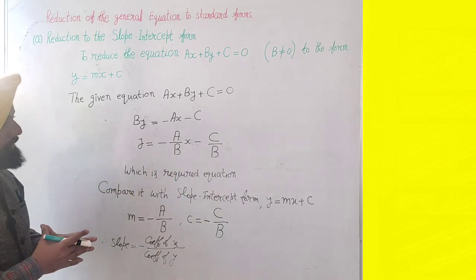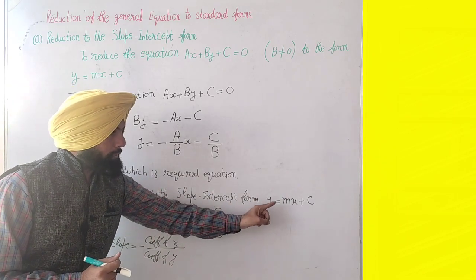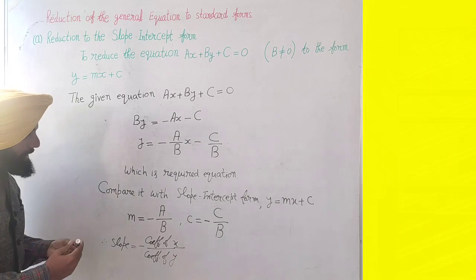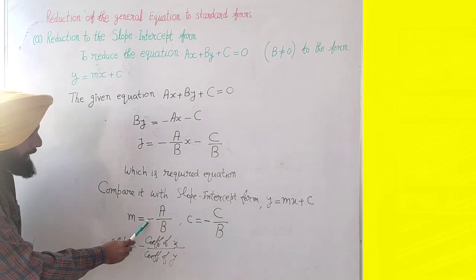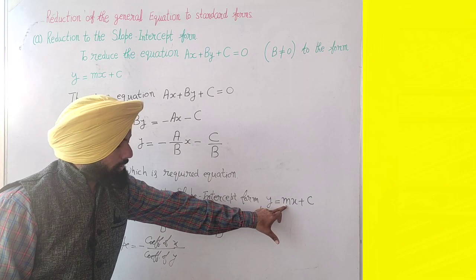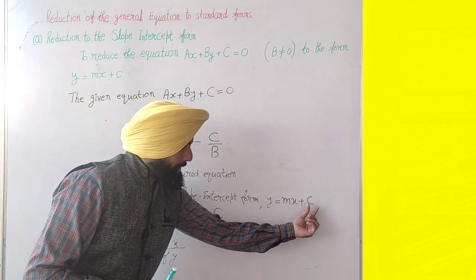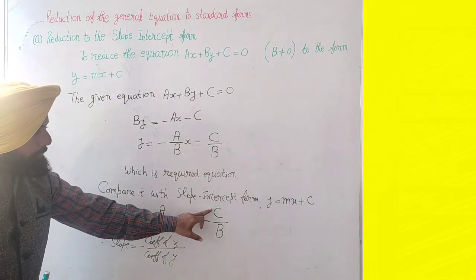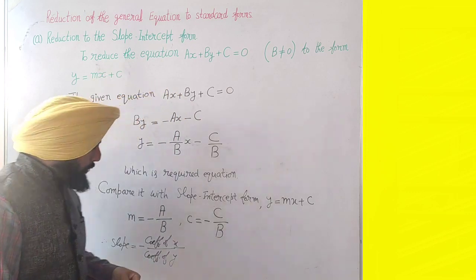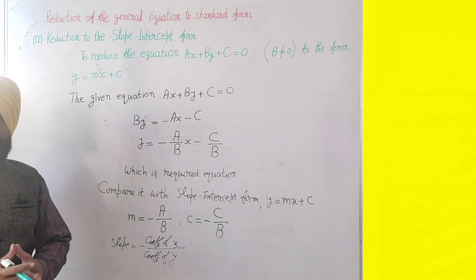Now I have compared it with the slope intercept form, which we already know, y equal to mx plus c. We compared it with the slope intercept form. On comparing, we found slope m equal to negative capital A over capital B, and small c equal to negative of capital C over capital B. Now we already know what m is. M is our slope. So slope equal to negative coefficient of x over coefficient of y.